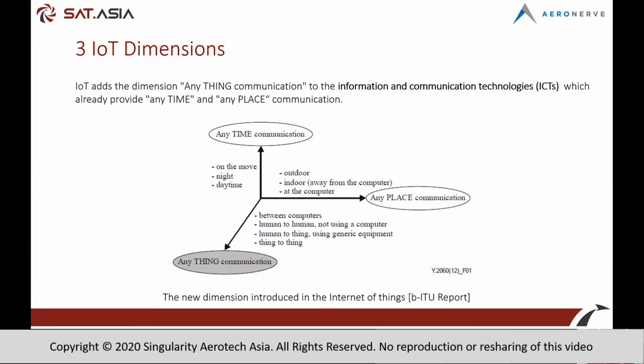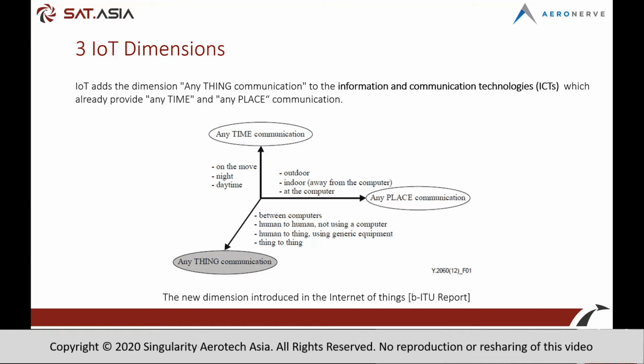Internet connects people, primarily people, and with the mobile phone that we have, we can connect at any time or any place. Anytime communication, any place communication. So whether we are on the move, whether at night or daytime, we'll be able to communicate with people. Whether we are outdoor, indoor, away from the computer, or at the computer, we can connect.